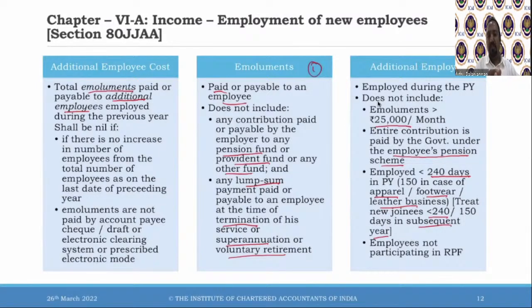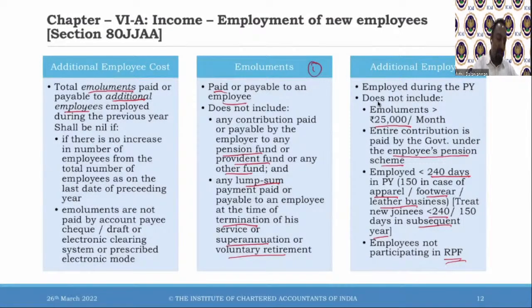Same thing in case of apparel, footwear and leather business. What is the number we need to take? Instead of 240, what should we take? We should take 150. So that's the point, right? Employees not participating in recognized provident fund: the ones who are contributing into the recognized provident fund, only such employees will be considered. The rest of the employees will not be considered as additional employee cost. So these are the provisions basically.